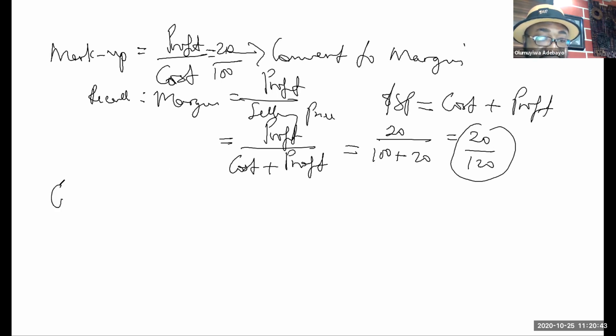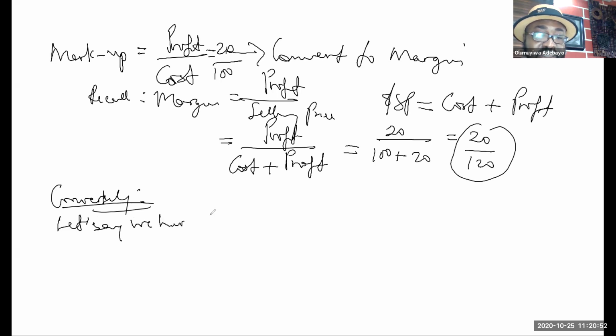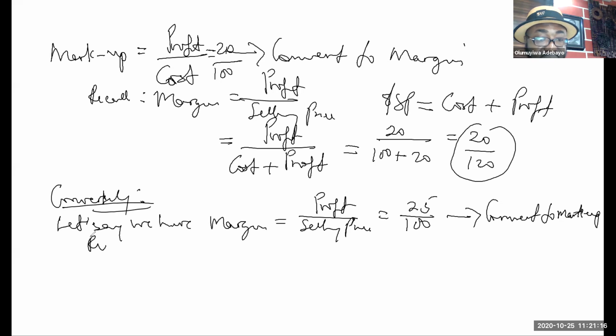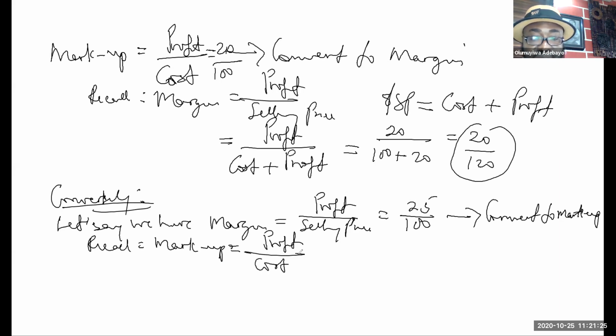Now, conversely, let's say we have margin. Remember, margin is profit over selling price. We have margin of 25%, which is 25 over what? 100. Now, if we are to convert to markup, what do we do? Recall, markup is what? Markup is profit over cost.